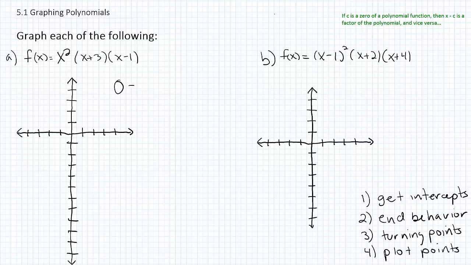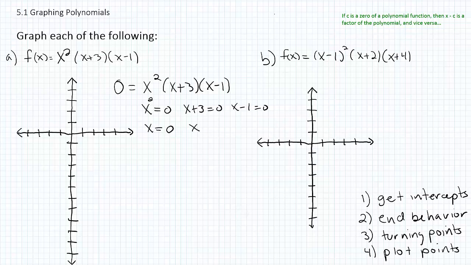So it'll be 0 is equal to x squared times x plus 3 times x minus 1. Because this is a product and the product is equal to 0, we can separate each of those factors and set them equal to 0 separately. So that's going to give you that x is equal to 0, x plus 3 is equal to 0, and x minus 1 is equal to 0. Technically, this is x squared is equal to 0, but of course that's going to end up giving you that x is equal to 0. The next one will give you that x is equal to negative 3, and then finally that x is equal to 1. So those are your x-intercepts.